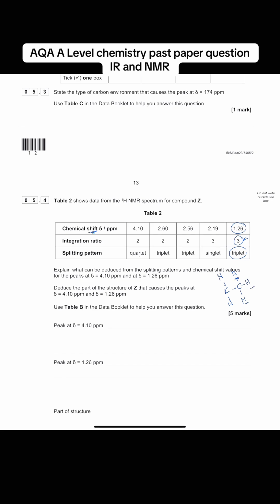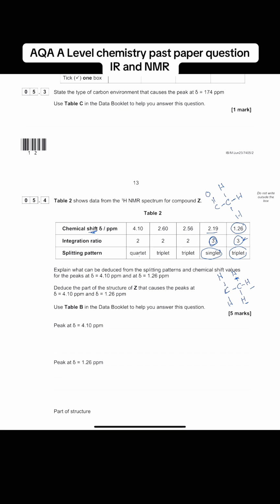And then the second one is 2.19, 3 protons and it's a singlet. So 2.19 is the carbon hydrogen which is adjacent to a carbonyl group. And then there are 3 different protons, so it's a CH3 and it's a singlet. So it's a CH3 next to a carbonyl group. So now I know that I have a CH3 next to a carbonyl group.